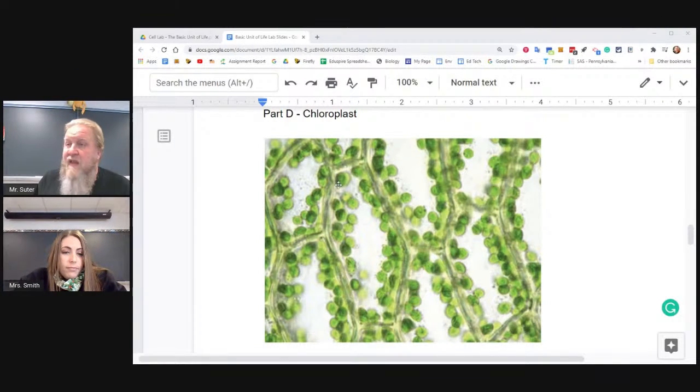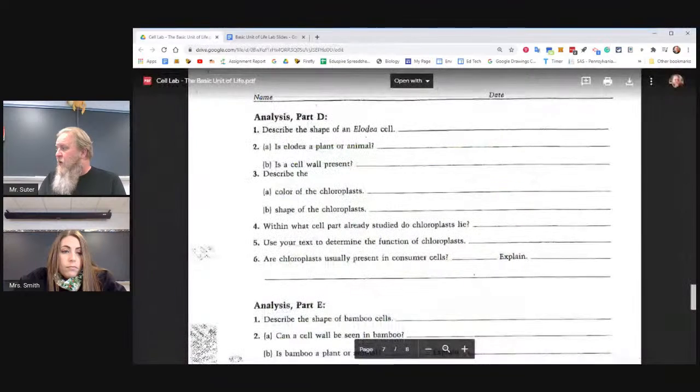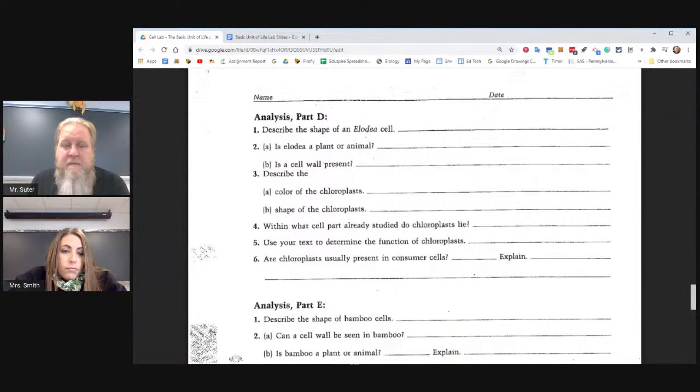This is really cool. If we were looking at this live in the classroom, you would actually see the chloroplasts moving around the cell. They move. And if you just would go to YouTube and type in chloroplast in a cell, you'd probably see a video of that happening. But anyway, Mrs. Smith, would you like to go through part D of the questions with them?